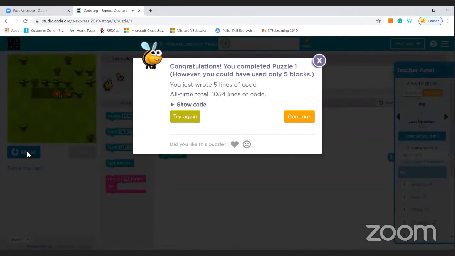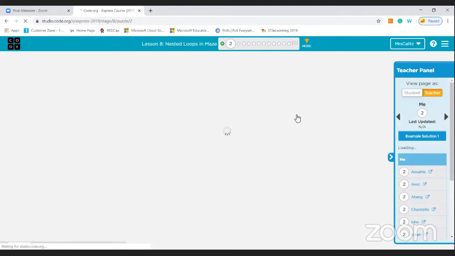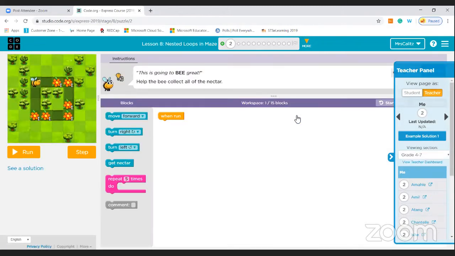Well done. Okay, let's do one last one and then the lesson is going to be over for today. So let's say continue. And then help the bee collect all of the nectar. Who's going to help me with this one? Jonah, are you going to help me? Gao? Or Amu, are you going to help me again? Anyone? Jonah, Amu? Who else? Okay, let me unmute Jonah.